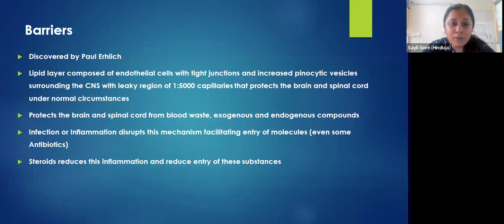But there is something called steroids that reduces the inflammation and reduces the entry of the substances, which may also reduce the entry of the antibiotics or antimicrobials. Therefore, there are separate guidelines on when to begin steroids in cases of meningitis and when not to. So that is another topic. I'll not go deep into it.